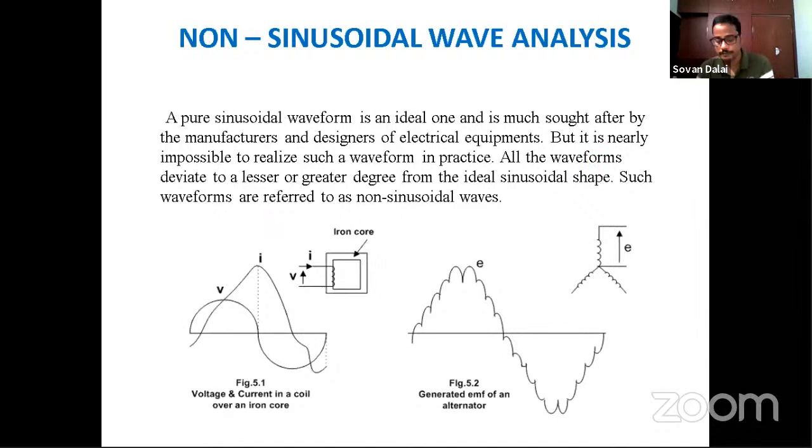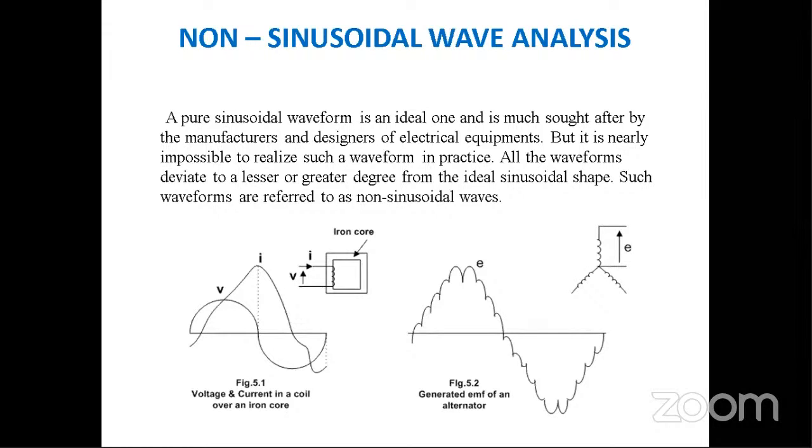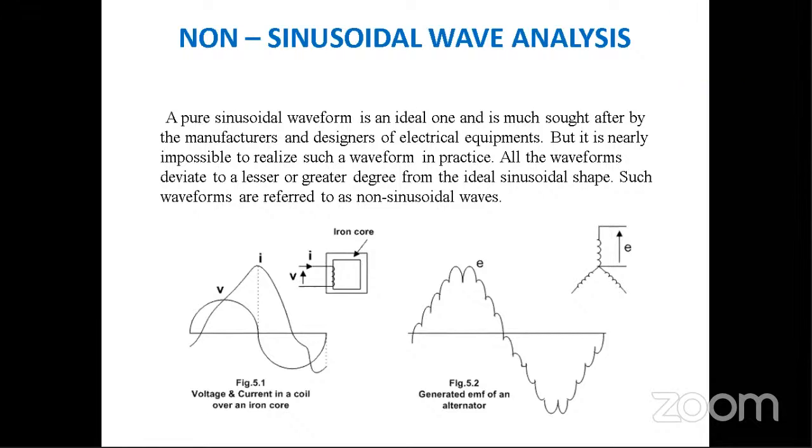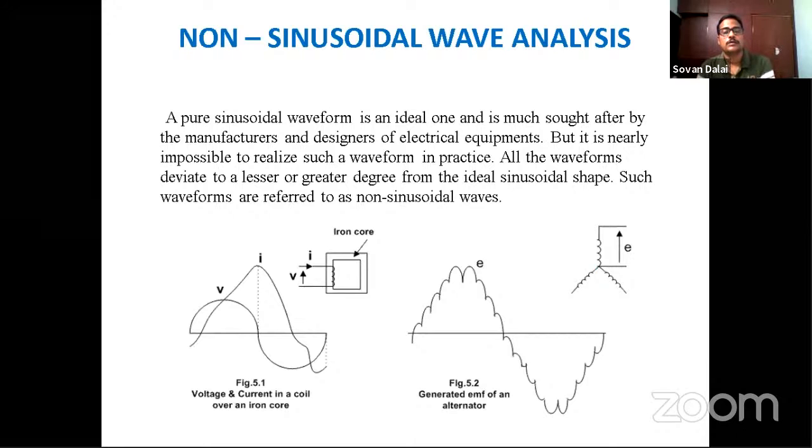Now, in your class note, if you see, always as an electrical engineer, our objective is to generate a pure sinusoidal waveform. Pure sinusoidal waveform is, say, the output of the alternating generator. We want this to be a pure sinusoidal voltage waveform. But in practical cases, this waveform is not an identical sinusoidal waveform. It may deviate lesser or greater from the actual waveform.